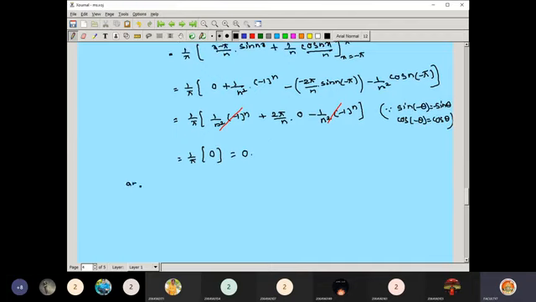Do it in the same model. 1 by pi integral c to c plus 2 pi, it is f of x into sin nx dx.